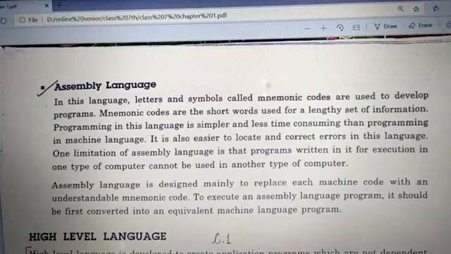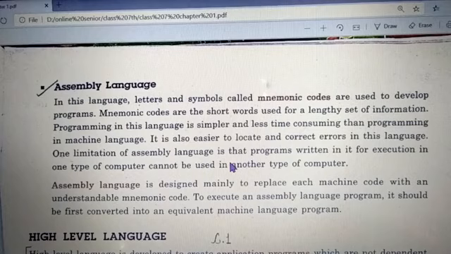Fine. Now the second low level language is assembly language. In this language, children, letters and symbols are called mnemonic codes, and these codes are short words for a lengthy set of instructions. There could be a very lengthy set of information, so these codes are short words for that. Programming in this language is simpler for the programmer and less time consuming, because it is not in machine language. So for us it is easier.